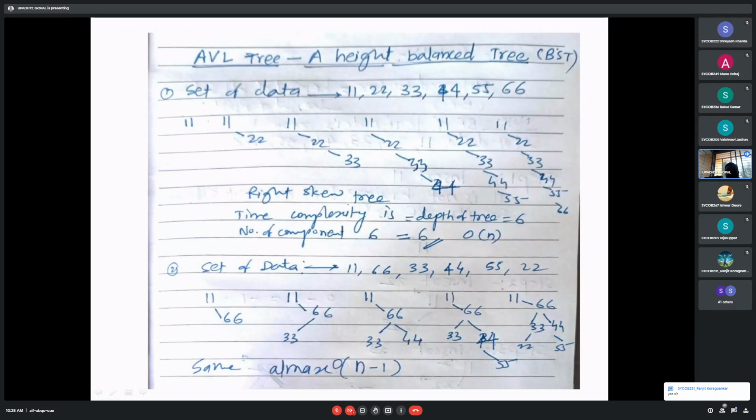Okay, so now we will discuss what an AVL tree is. As I said, it is a kind of tree which is an advancement over the binary search tree. In other words, this AVL tree can be called a balanced binary search tree. And how it works, we will see.